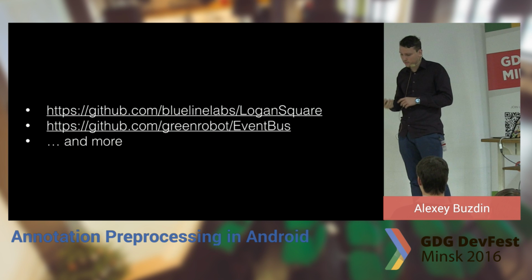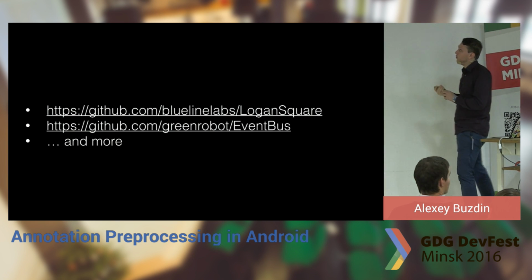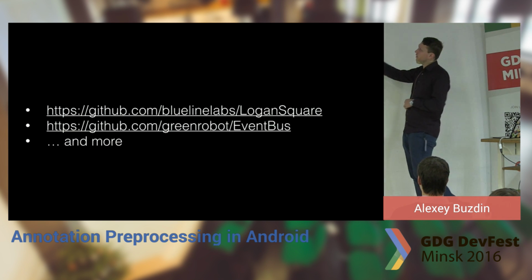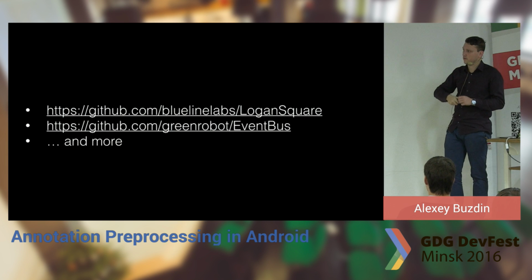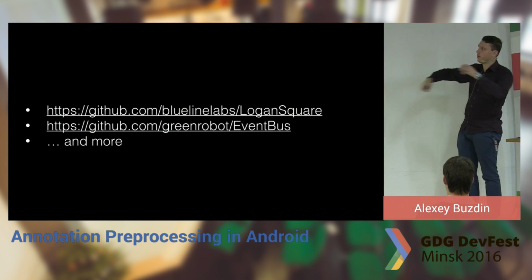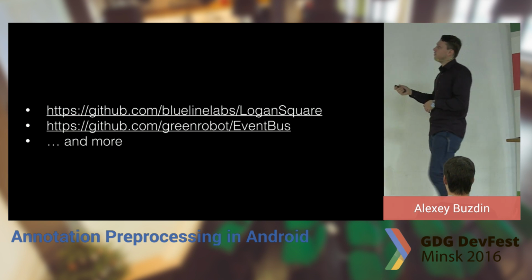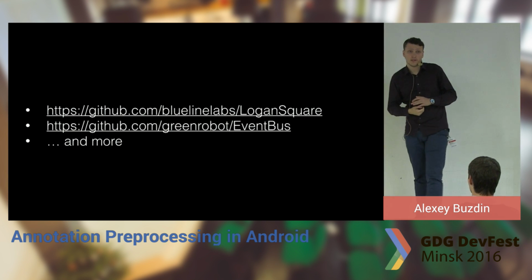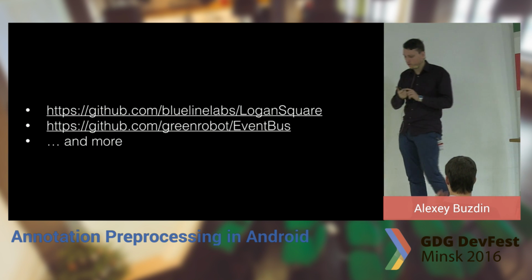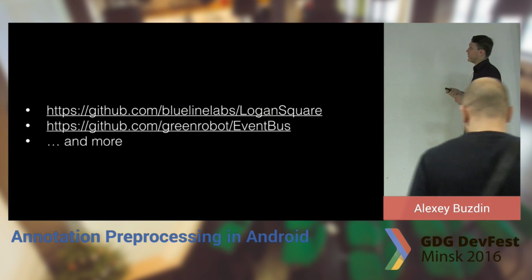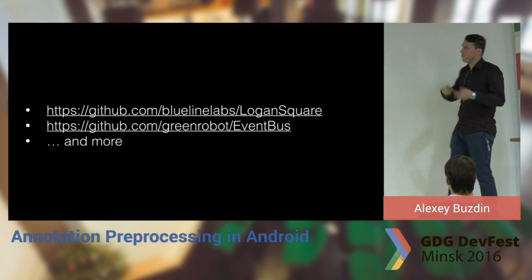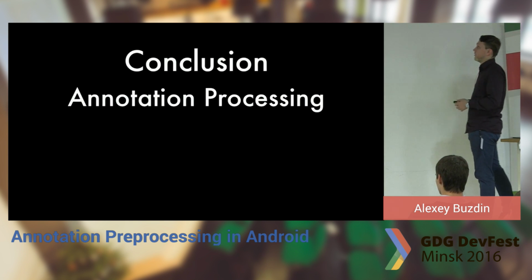Also, what kind of different frameworks, less notable, could you construct? For example, an event bus. There is an event bus completely generated for you. So you just say, here I'm subscribing, here I'm publishing, everything else will be generated. Also, there are ORMs already implemented with annotation processing, so you don't need to invoke all the reflection magic on your ActiveAndroid or any other library. So if there is no library with annotation processing for your particular needs, you can always write it. Now you have the knowledge about it.